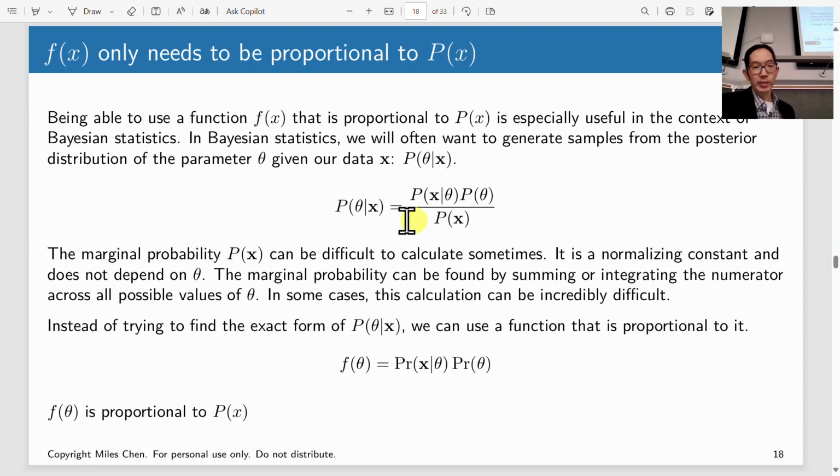Okay, so this is what I have here. So probability of theta given x is this, and we often don't know exactly what this quantity p of x is. And so instead of trying to figure this out, we just take the numerator, which is proportional, okay? Proportional to p of x, and we use that, right? And that's going to be huge in Bayesian statistics because, again, this quantity down here is sometimes incredibly difficult or perhaps impossible to find.